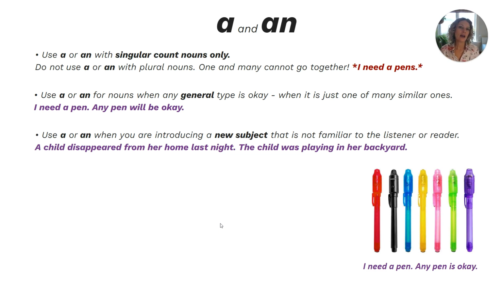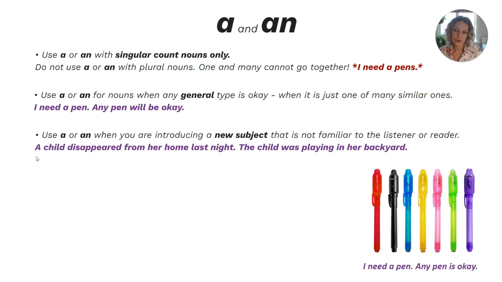So here's a use of this article that's really important. We see it all the time in the news. Use a or an when you're introducing a new subject that is not familiar to the listener or reader. So for example, in a news article, you might hear something like this. A child disappeared from her home last night. The child was playing in her backyard.